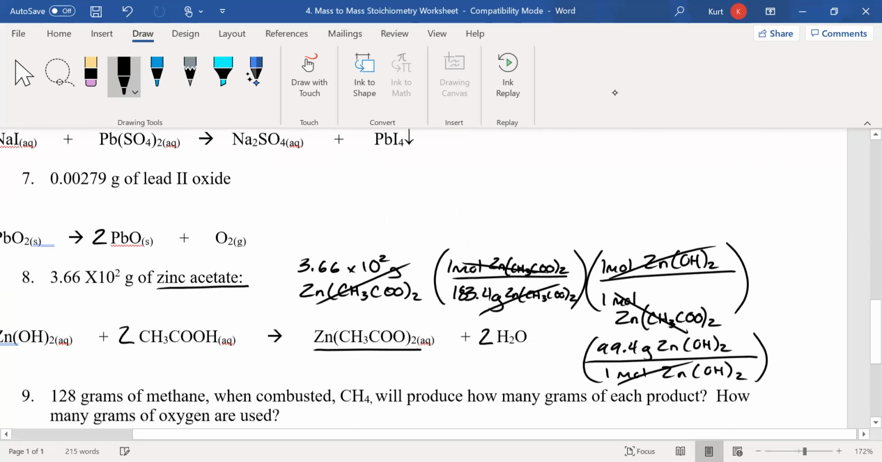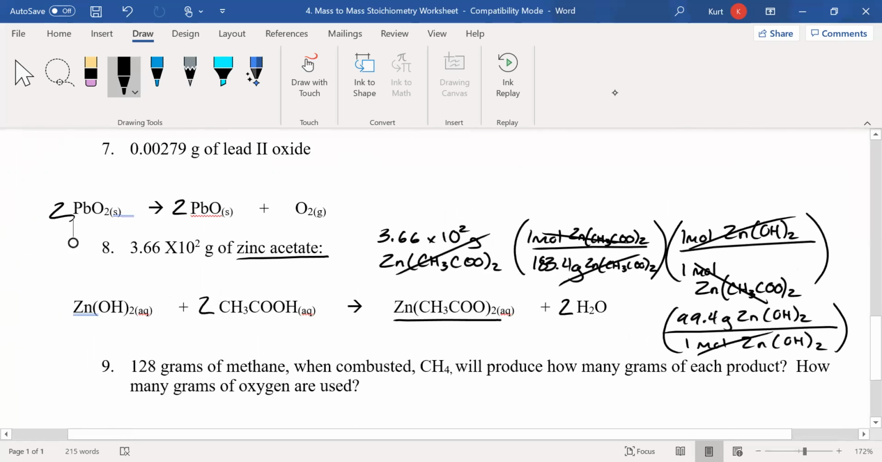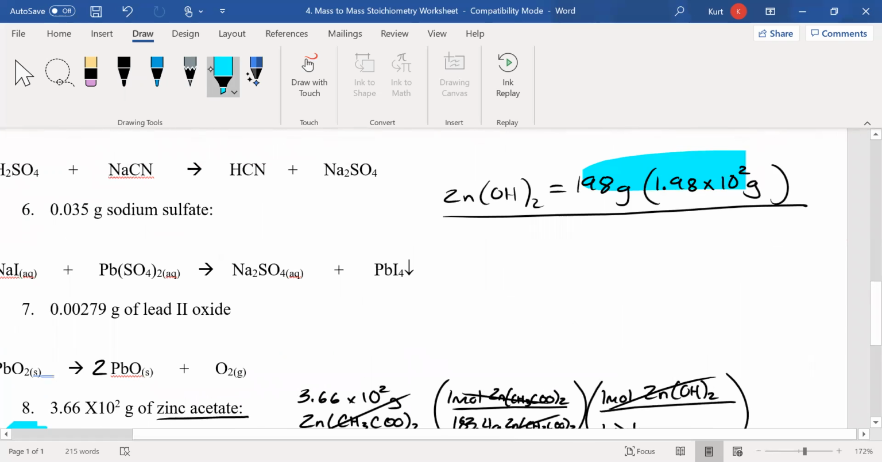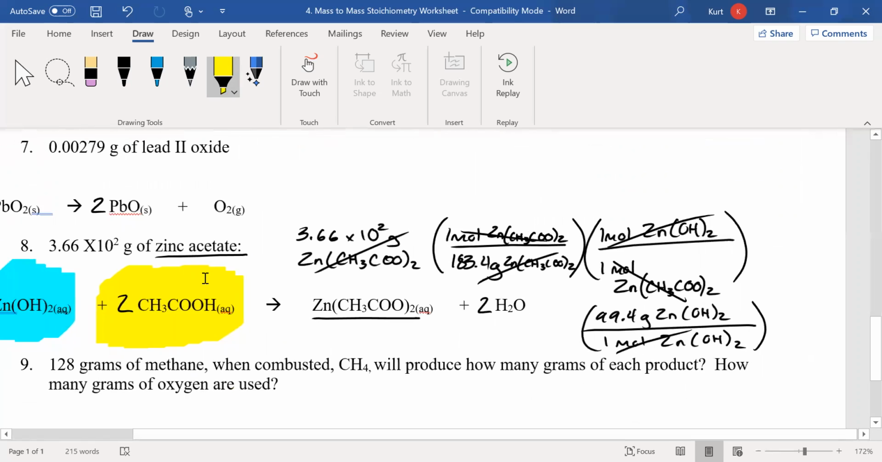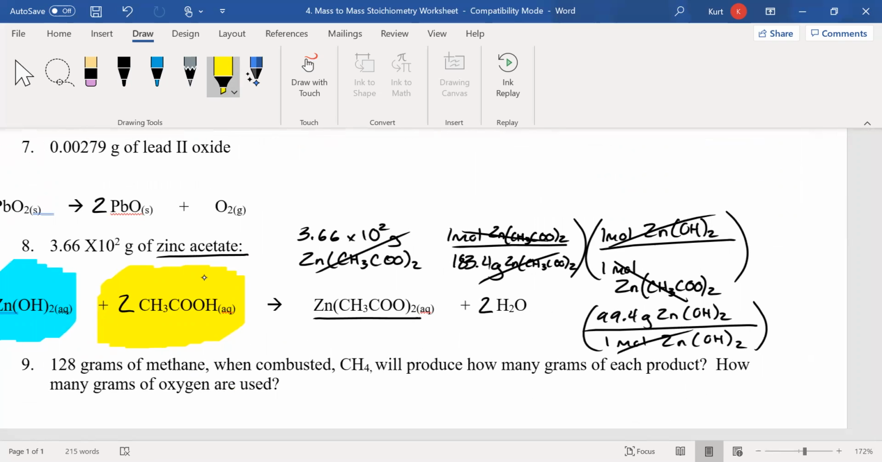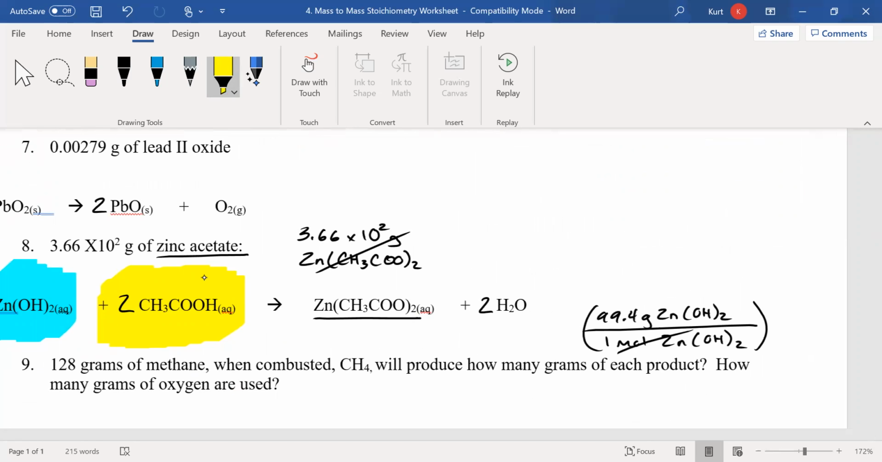Are there any questions with the first substance? Zinc hydroxide. There it is, and there's that answer. Anything? Are we good? All right, let's go on to the next substance. Methyl acetate. Or no, acetic acid. That's called acetic acid, CH3COOH. All right. There we go.